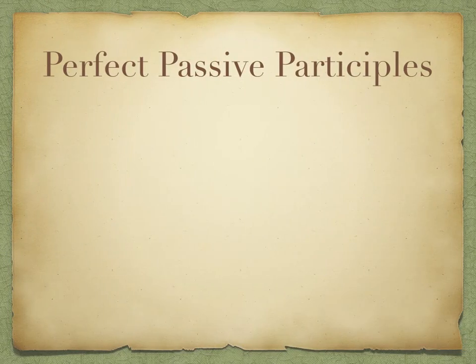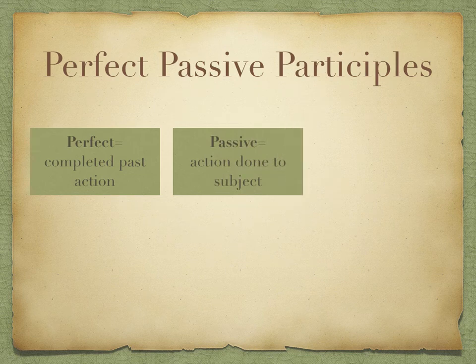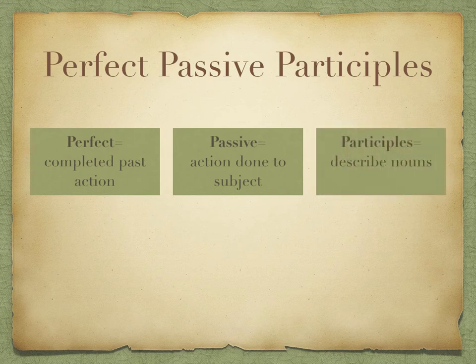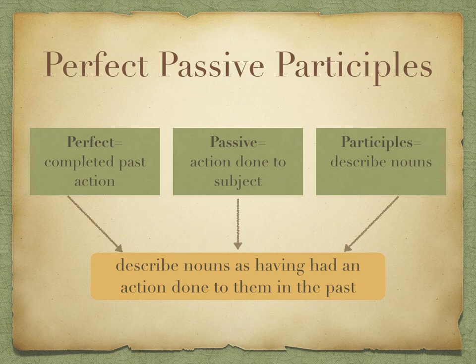So we're going to take what we know about the perfect, the passive, and participles to figure out what a perfect passive participle is. So we know that the perfect tense is used to describe a completed action in the past. We now know that a passive verb or a passive sentence is where the action is done to the subject. And we learnt about participles in stage 20, and their role is to describe nouns. So if we combine these three things, perfect passive participles are used to describe nouns as having had an action done to them in the past. So the action done to them comes from the passive idea, the description comes from the participle, and the past comes from the perfect.